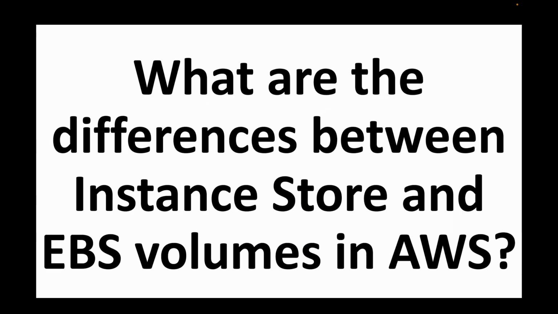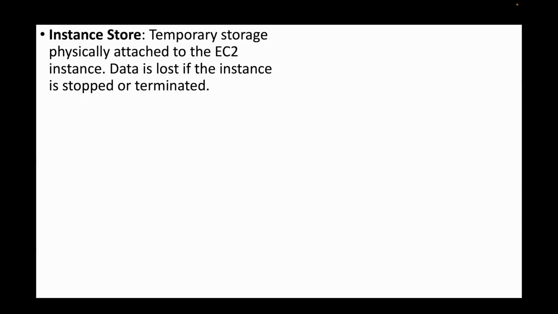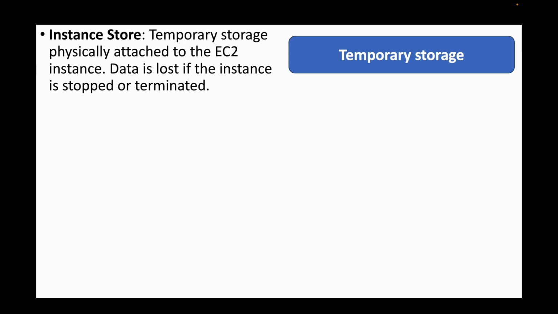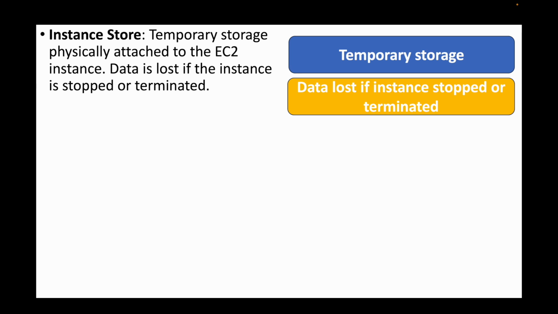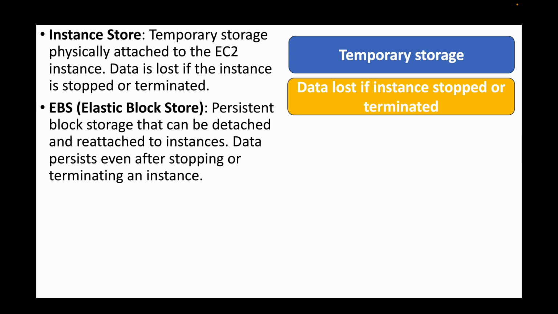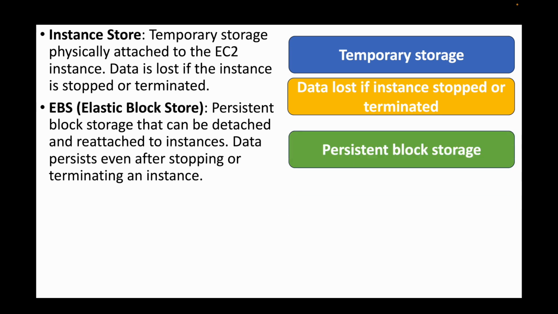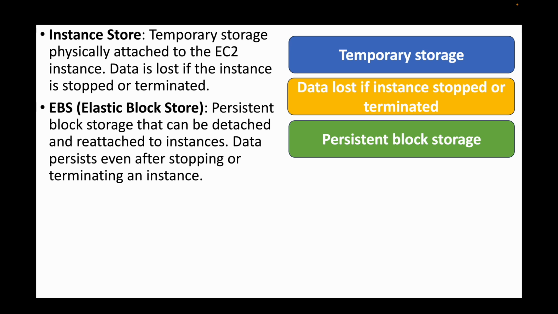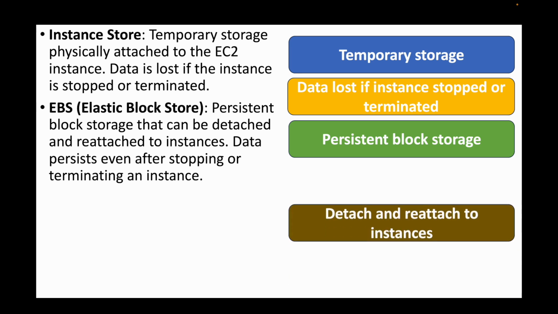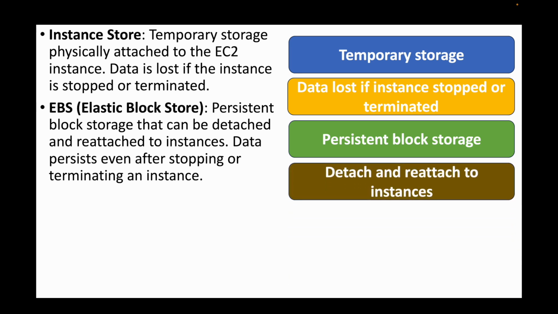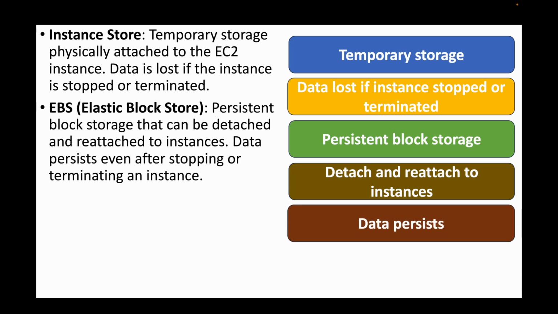The next question we have is, what are the differences between instance store and EBS volumes in AWS? Instance store can be used as temporary storage where the data is lost if you stop or terminate the instance. So your data is not persistent. If you want to make your data persistent, we make use of EBS volumes, which is Elastic Block Store. Under this, you get persistent block storage, which does not depend on the state of your instance. Even if you stop or terminate the instance, your data would still be available. And you can also detach and reattach the volumes to other instances.